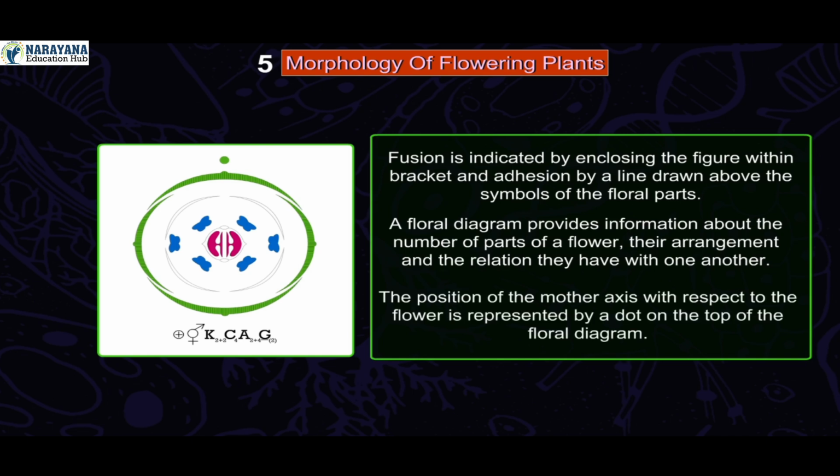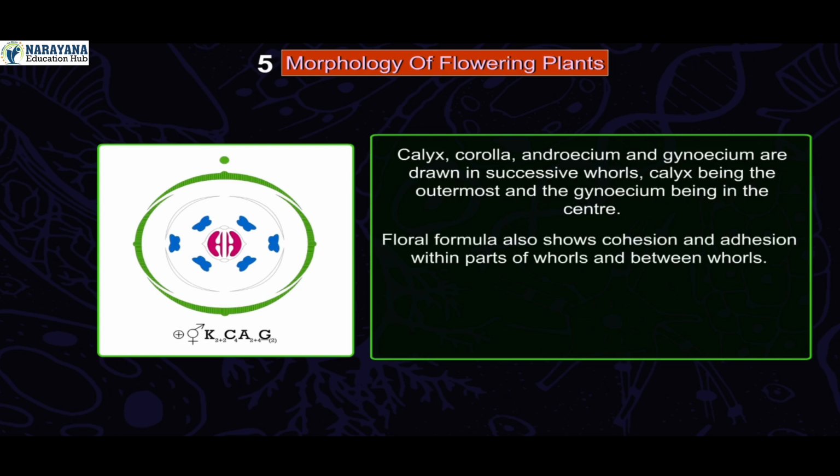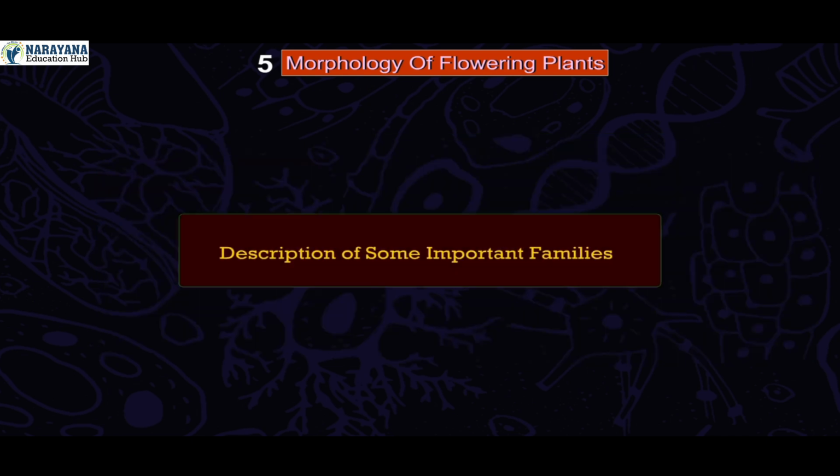The position of the mother axis with respect to the flower is represented by a dot on the top of the floral diagram. Calyx, corolla, androecium and gynoecium are drawn in successive whorls, calyx being the outermost and the gynoecium being in the center. Floral formula also shows cohesion and adhesion within parts of whorls and between whorls. The floral diagram and floral formula in the figure represent the mustard plant, that is, family Brassicaceae.